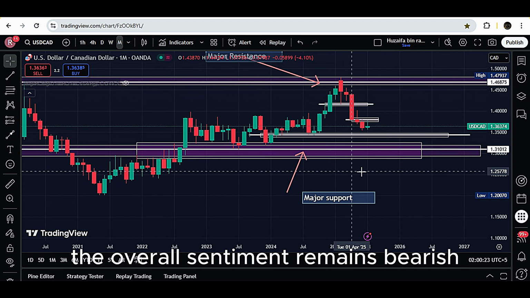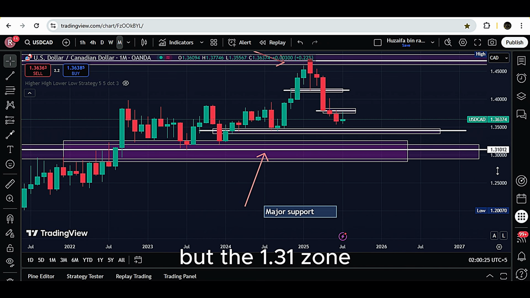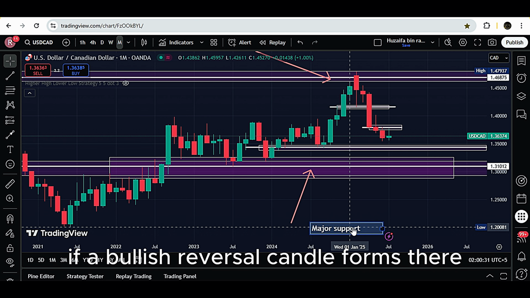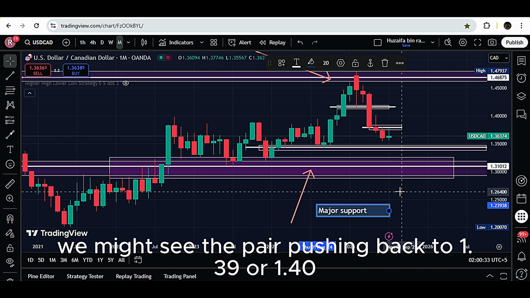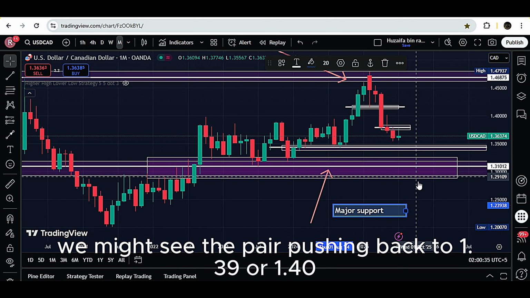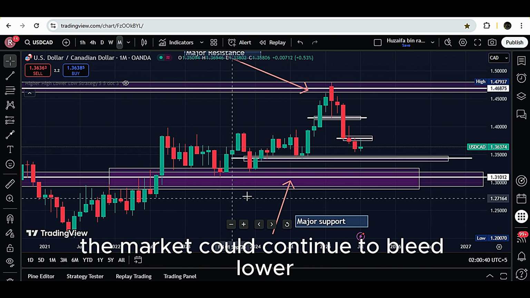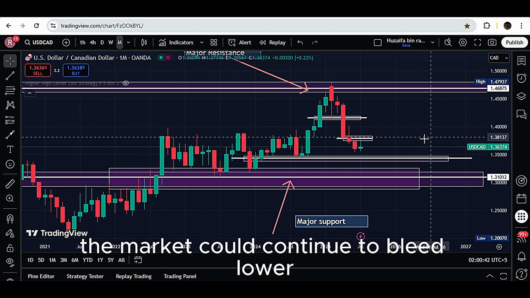The overall sentiment remains bearish, but the 1.31 zone will act as the decision point for USD/CAD. If a bullish reversal candle forms there, we might see the pair pushing back to 1.39 or 1.40. However, without such a reversal, the market could continue to bleed lower.